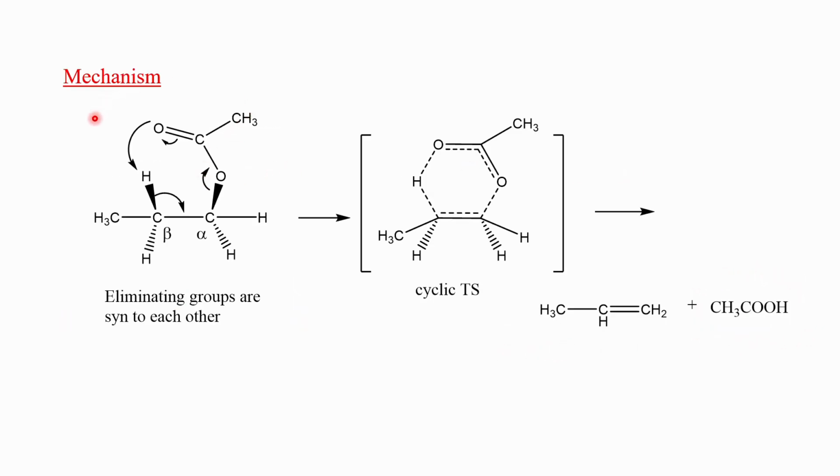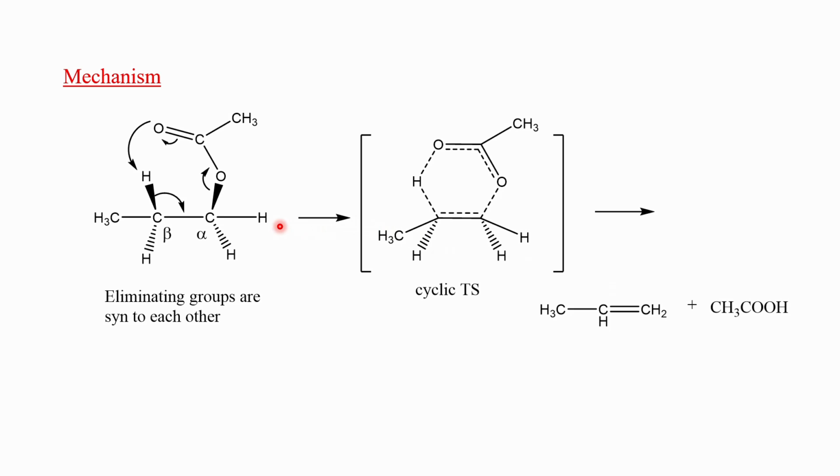If you examine the mechanism of pyrolysis of acetate, you can see the leaving group, the acetate group, and the proton on the beta carbon atom are oriented in the same direction, or they are syn periplanar to each other. A proton from the beta carbon atom is captured by the carbonyl oxygen, forming a cyclic transition state first, which decomposes to form propene and acetic acid. It is a one-step concerted reaction.